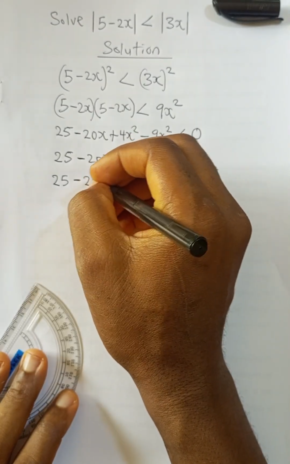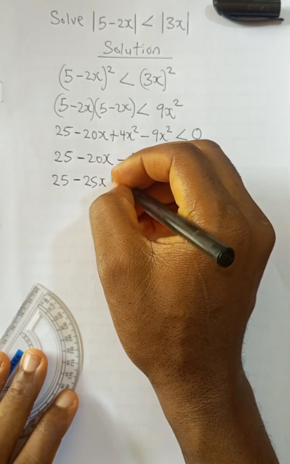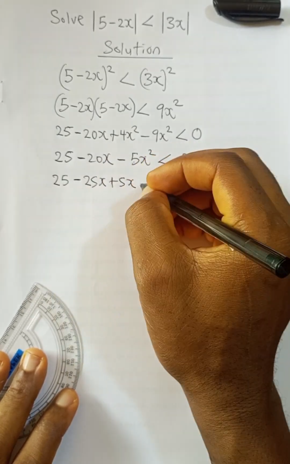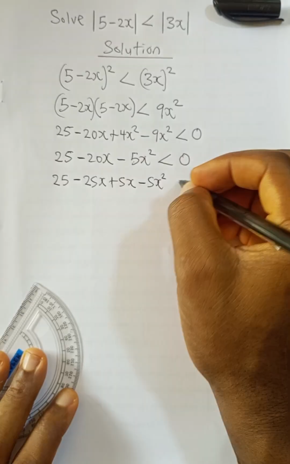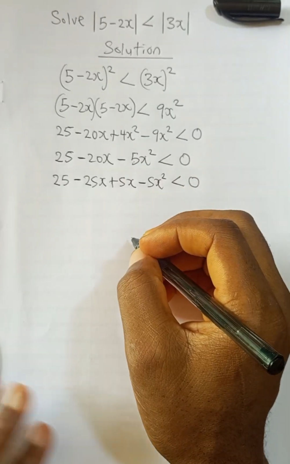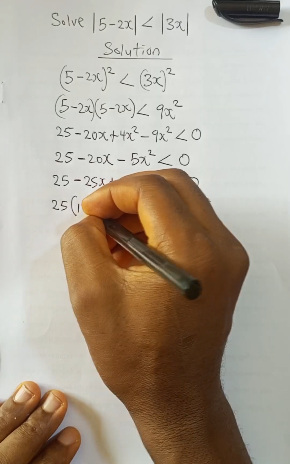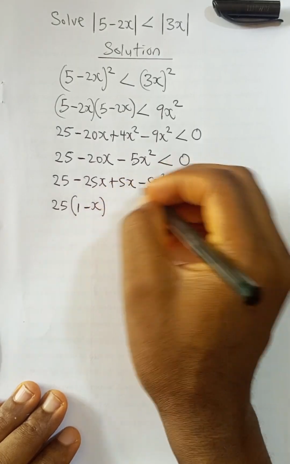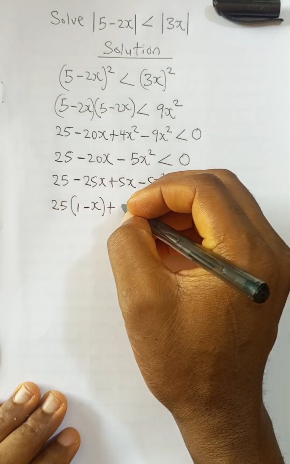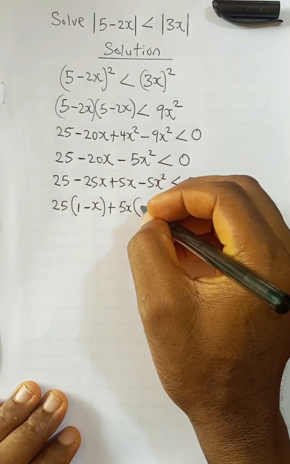Minus 25x plus 5x minus 5x squared is less than 0. What is coming out here? 25 is out. What will remain here? 1 minus x. What is coming out here? Plus 5x, of course. What will remain?